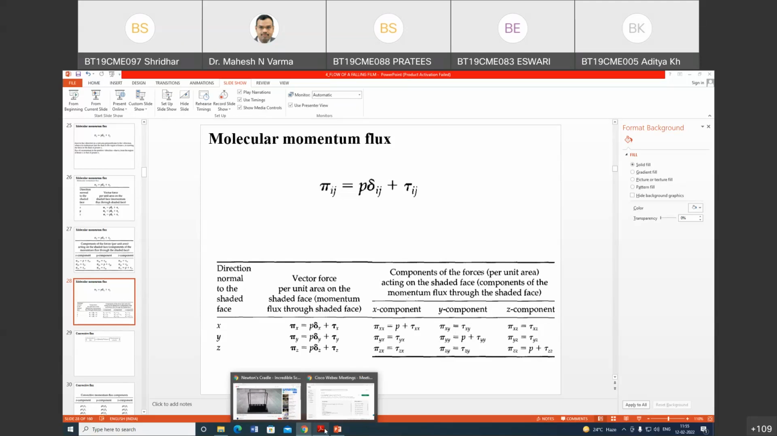And whatever we have seen is a special case: laminar flow, and that too with velocity varying in one direction.